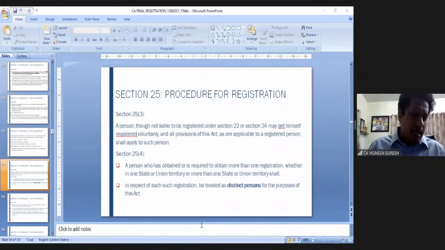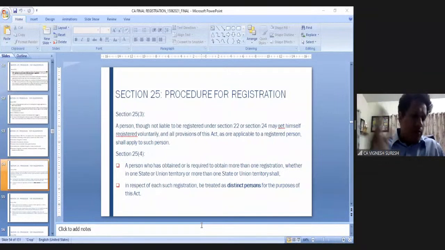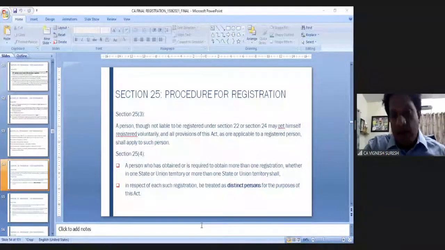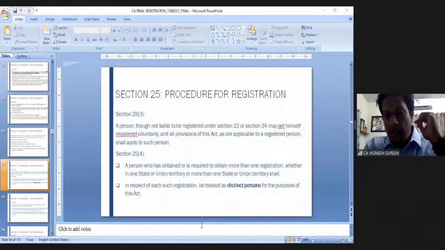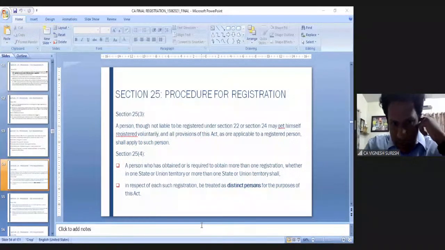Basically, the idea is to give the non-resident a registration only in case of a temporary business activity, wherever he comes for a few days or a few months, sells his goods and then goes back to his native country. That is the intention behind giving this non-resident taxable person a registration, which is different from your regular registration.